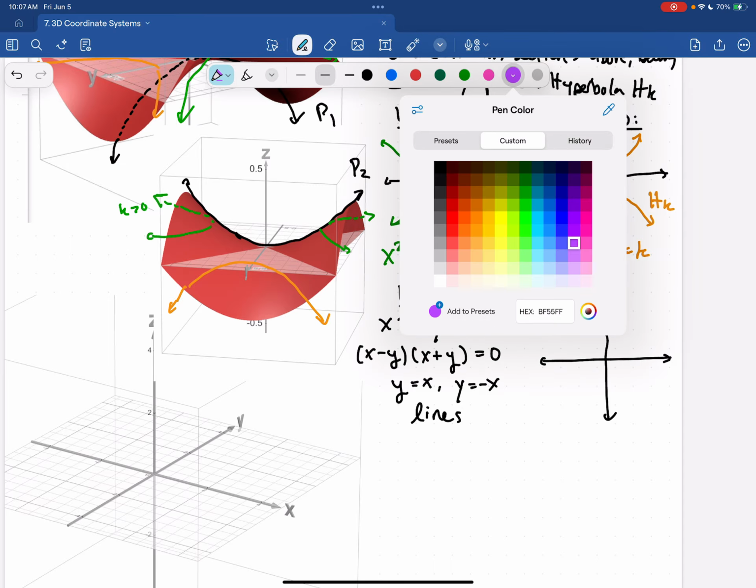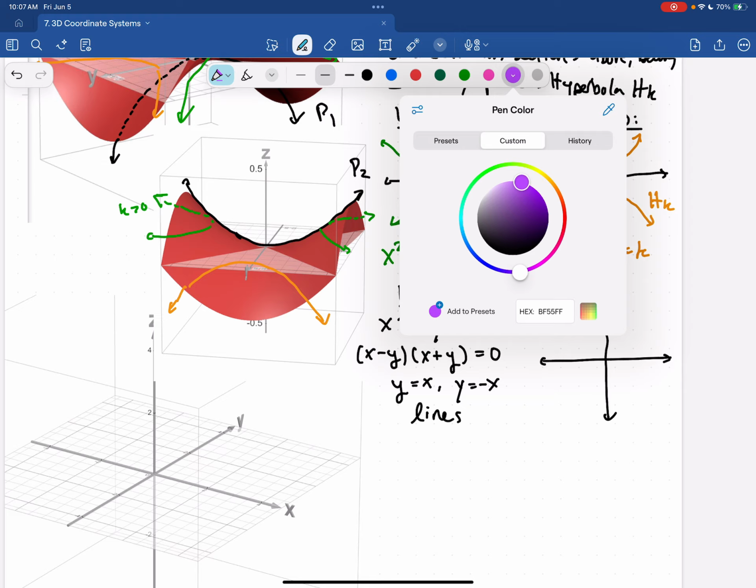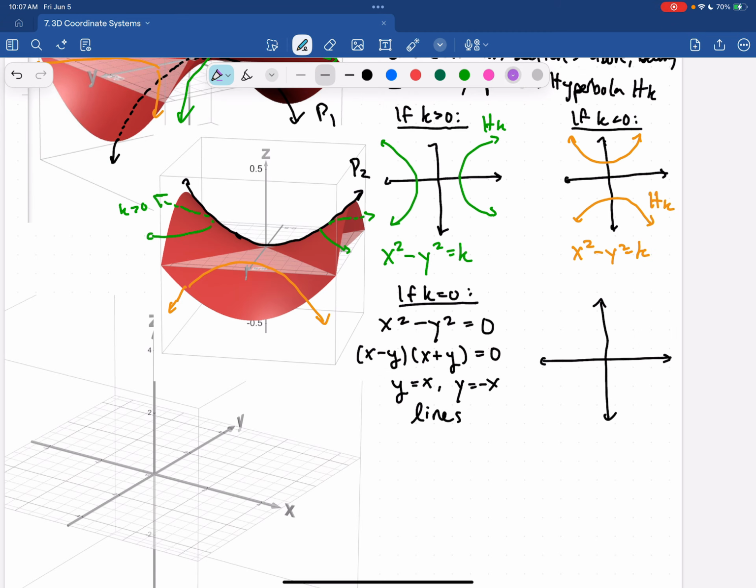I guess that's one thing about doing these outside of class time is I have more time to fiddle like this. Okay, so that's the pair of lines we're looking at. I guess I could have done each of them a different color, but I think we'll be okay if we just do them the same.